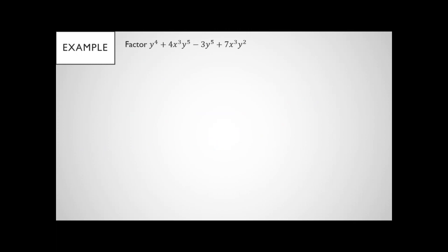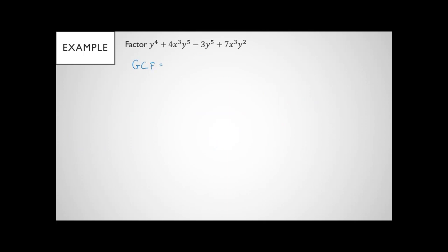Here's another one that's a little more complicated. So we've got y to the 4th plus 4x cubed y to the 5th minus 3y to the 5th plus 7x cubed y squared. So I have 4 things here, but the process is exactly the same. So we need to start by a greatest common factor.